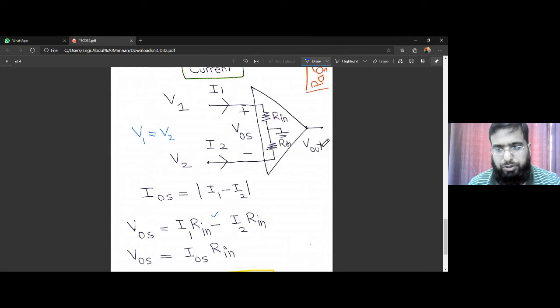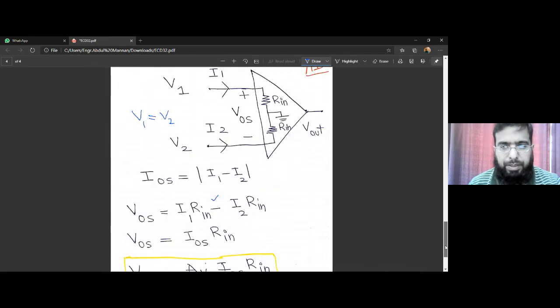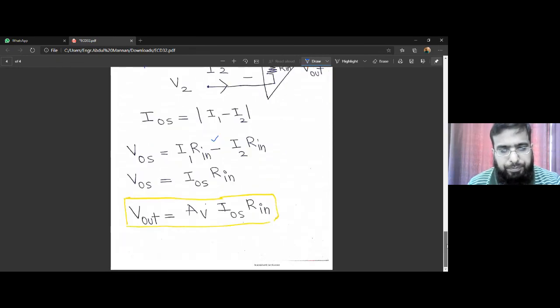So that must also be adjusted by applying some offset voltage at the input so that the currents are matched, and we get a zero output when we have exactly the same inputs applied to both input terminals of the op amp. Right, that's all for this lecture.